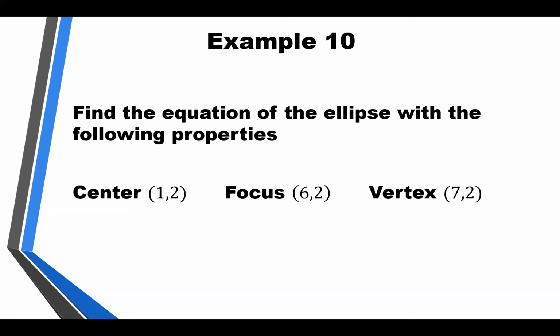Let's try example 10. Find the equation of the ellipse with the following properties. The center is at (1, 2). One focus is at (6, 2). And one vertex is at (7, 2). Push pause. Try this on your own if you'd like. In a couple of seconds, I will show you how it is done.